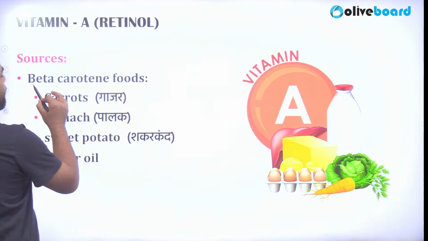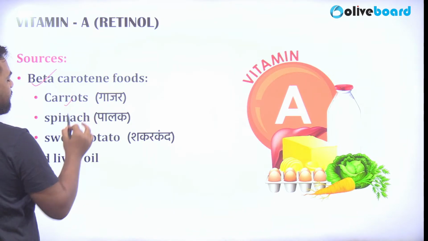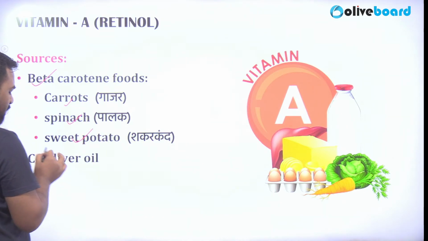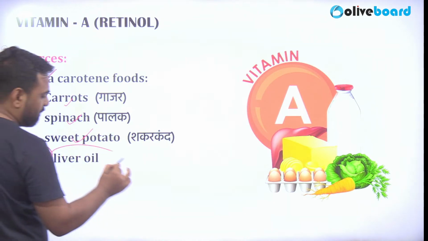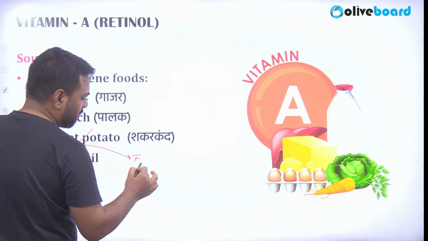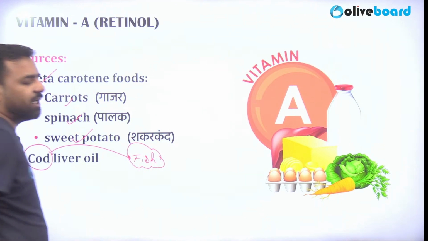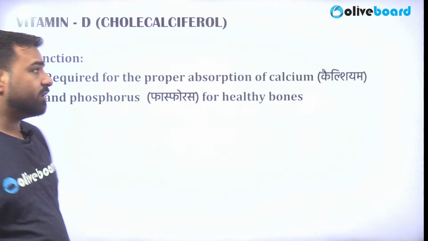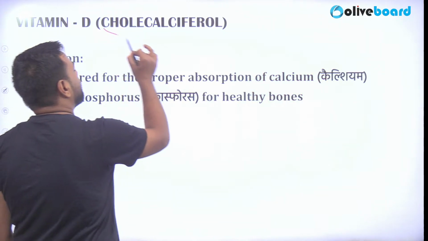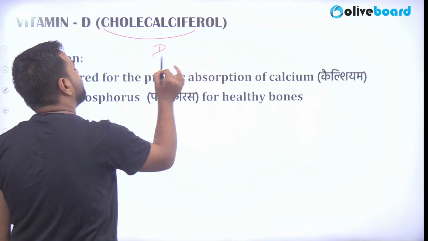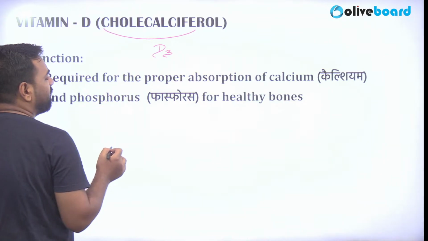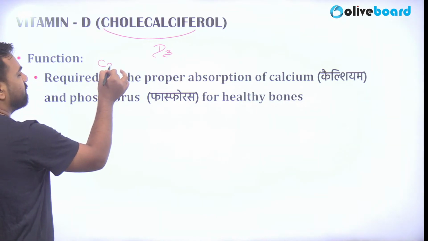So they include beta carotene foods, that includes carrots, spinach, sweet potato and cod liver oil. And guys, please remember, cod is actually the name of a fish. Further, so cholecalciferol, that's the chemical name of vitamin D3, and the chemical name of vitamin D is calciferol.